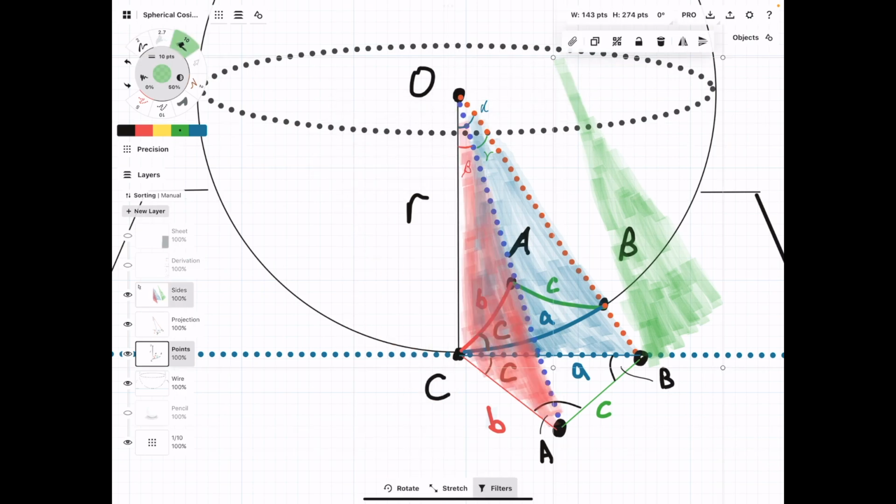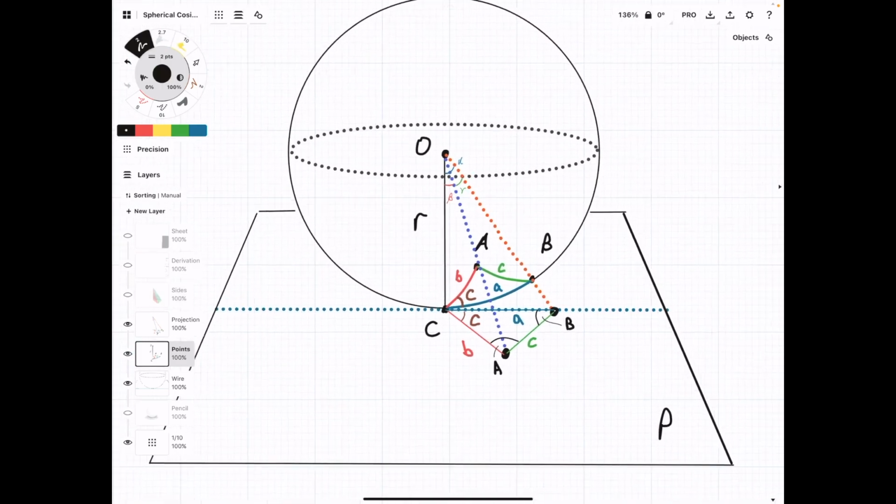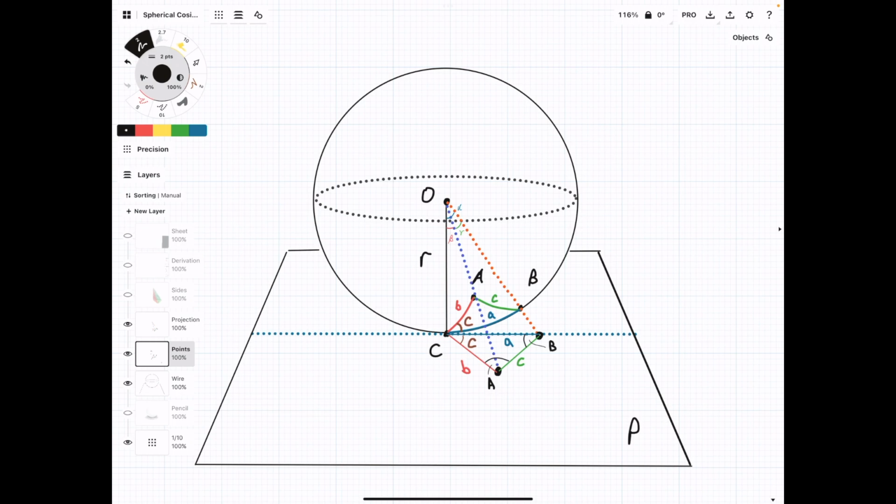Let's put the sides back on. All right, and I'm going to hide this because it kind of gets in the way. Okay. So now we're going to jump into the derivation.